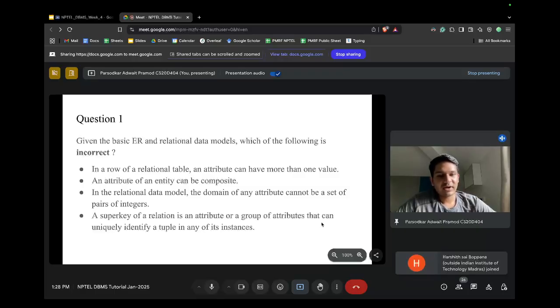Then let us look at the second option. An attribute of an entity can be composite. We have already seen that there are composite attributes, so this is definitely correct.